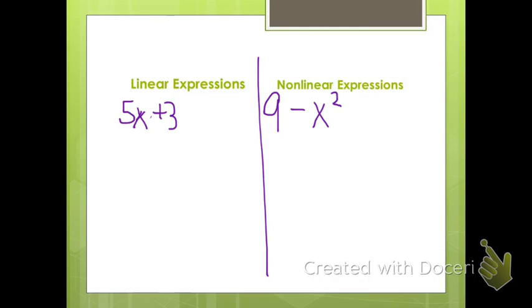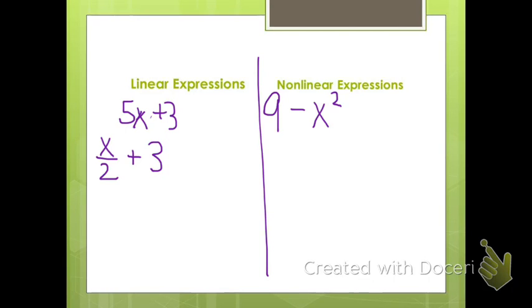Okay, let's do another one. Let's see. x over 2 plus 3. Where would that go? Okay, because x is in the numerator, the power on x is the first power. So it qualifies for a linear expression. Okay, so x over 2 plus 3 is linear.